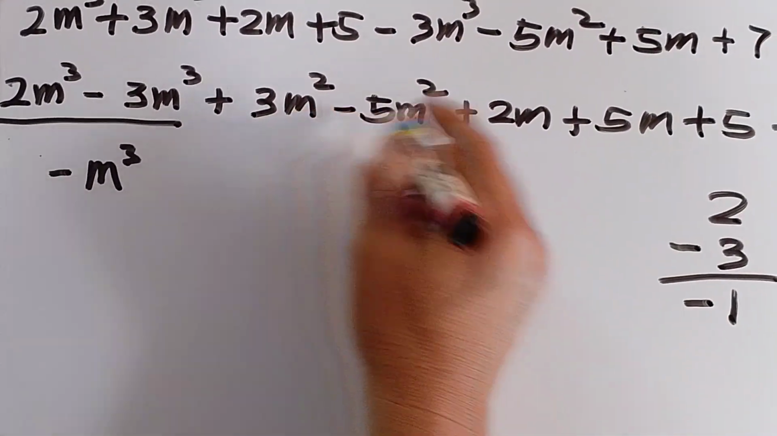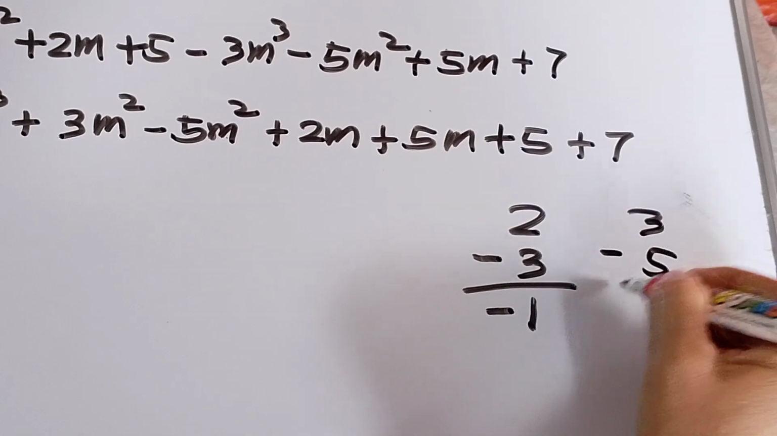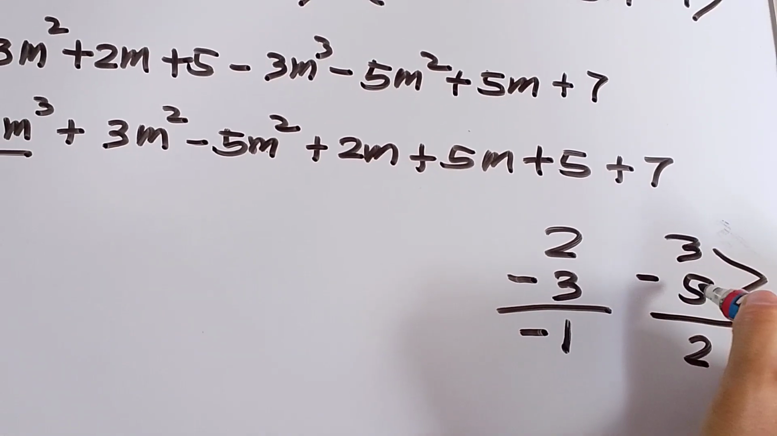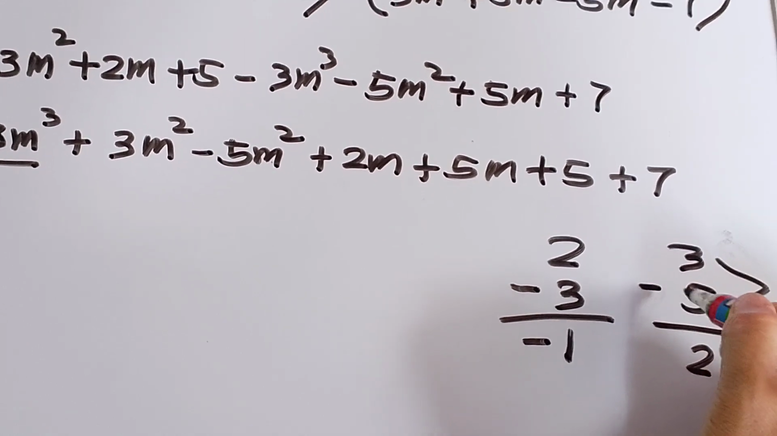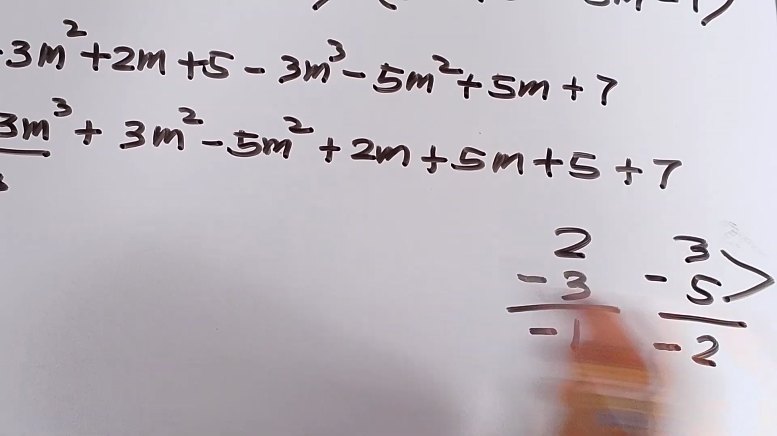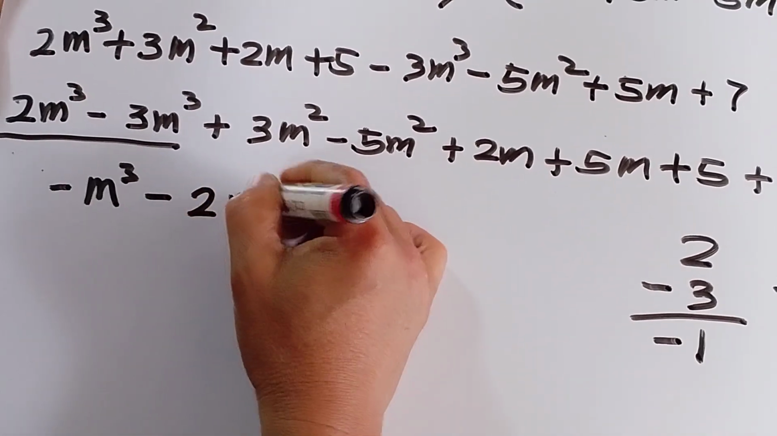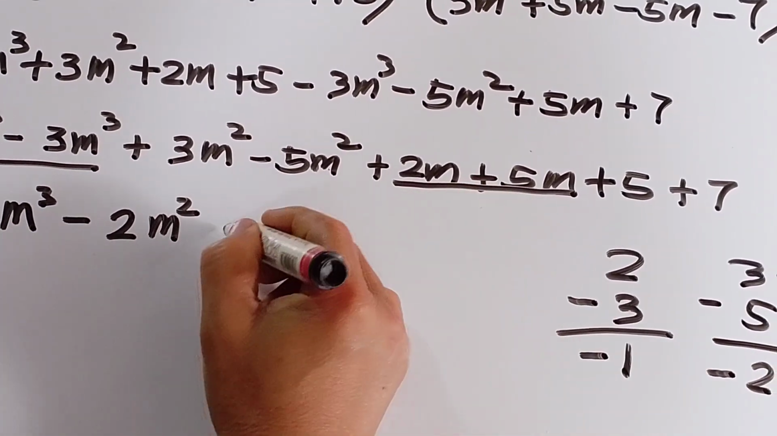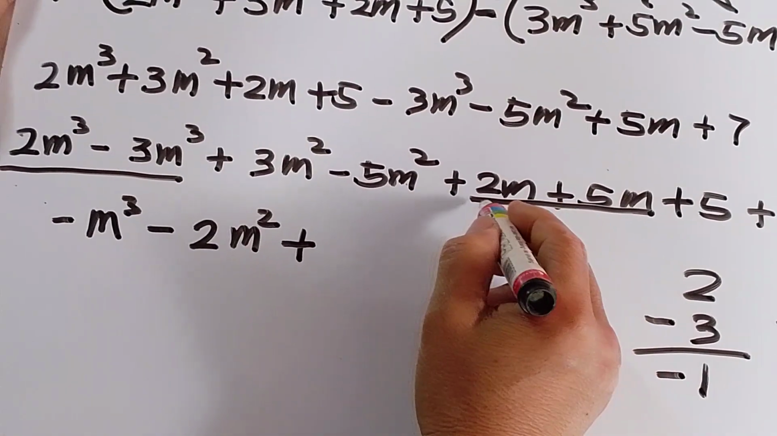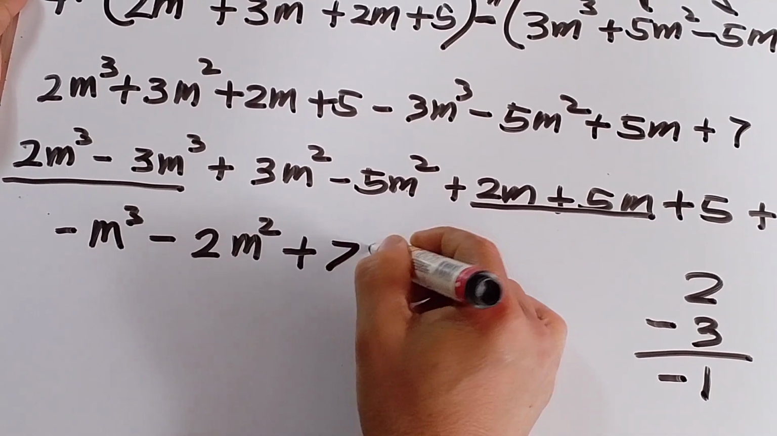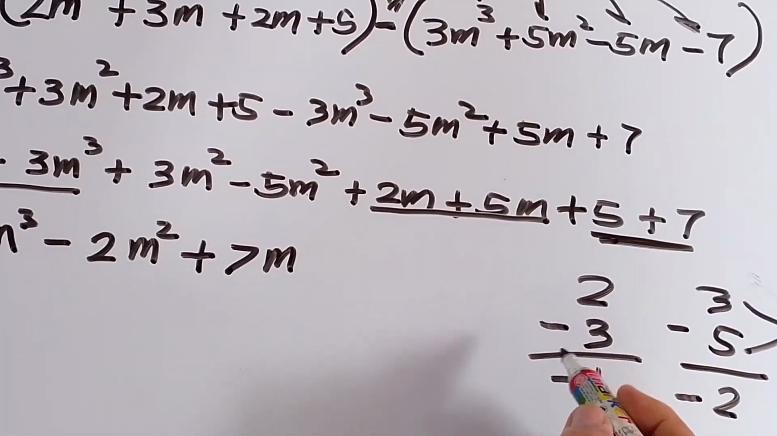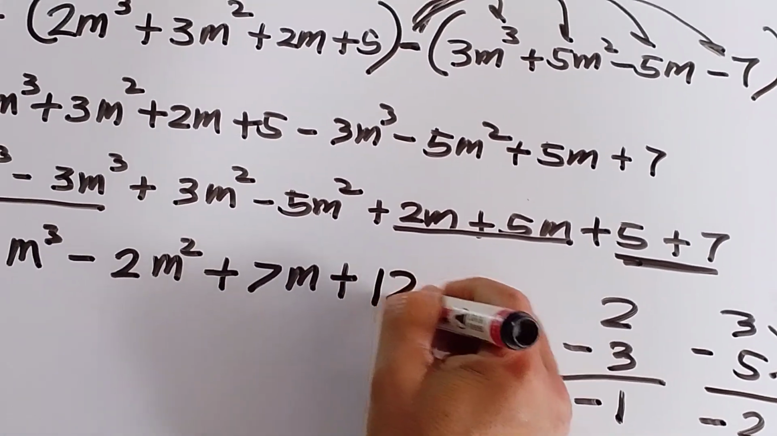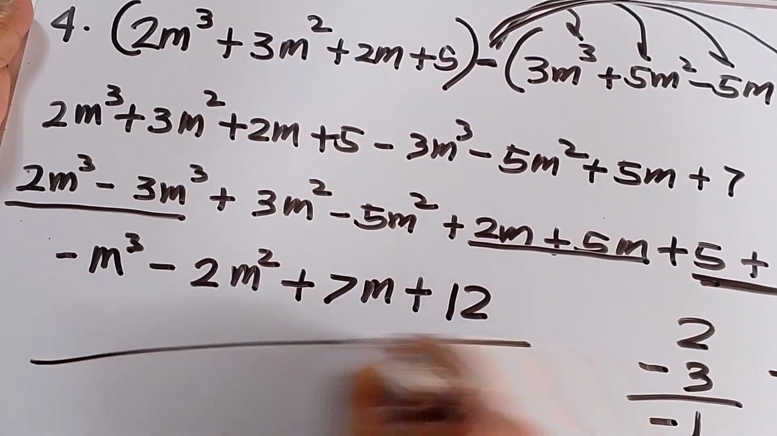Okay, now next will be 3 minus 5, the same. We will use subtraction. 5 minus 3 is 2. Since 5 is greater than 3, the sign of the greater number is negative, so I have here negative 2m squared. Then combine this one. Since they are positive, just take the positive sign, and 2m plus 5m is 7m. The same also, 5 plus 7 will be equal to positive 12. So that is the answer for number 4.